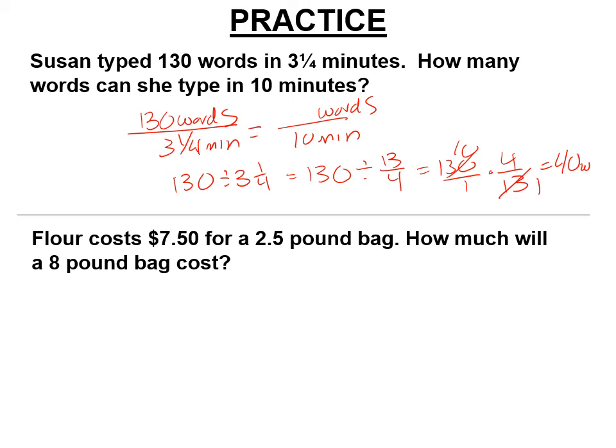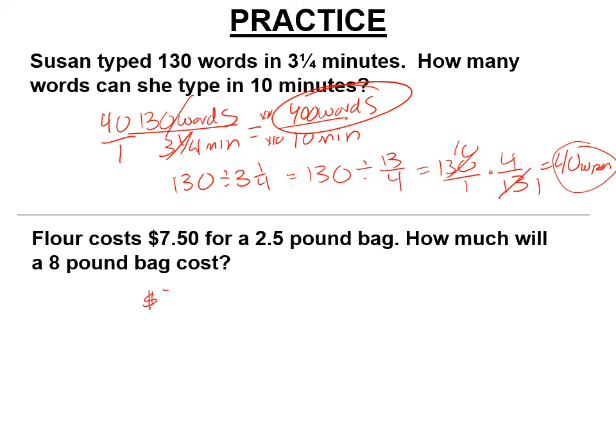Now, that's not the answer. This simplified to 40 words per minute. Now, we want to know how many in 10 minutes. Then we multiply by 10. And the answer is 400 words in 10 minutes. So be careful. It's very tempting once you do all that work. Oh, I got the answer. No, that's what the first fraction simplified to, 40 over 1, 40 words per minute.